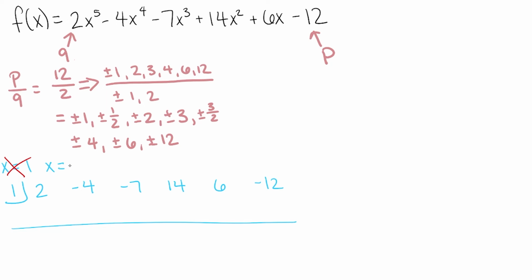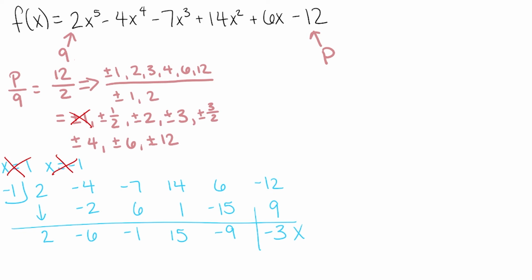So let's try x equals negative 1. So negative 1 times 2 is negative 2. Negative 4 plus negative 2 is negative 6. Negative 1 times negative 6 is positive 6. Negative 7 plus 6 is negative 1. Negative 1 times negative 1 is positive 1. 14 plus 1 is 15. Negative 1 times 15 is negative 15. 6 plus negative 15 is negative 9. Negative 1 times negative 9 is positive 9. And negative 12 plus 9 is negative 3. So, again, not a 0, and neither positive nor negative 1 is a rational root.